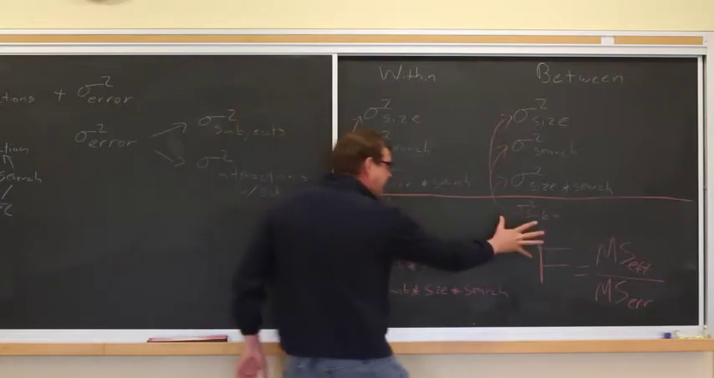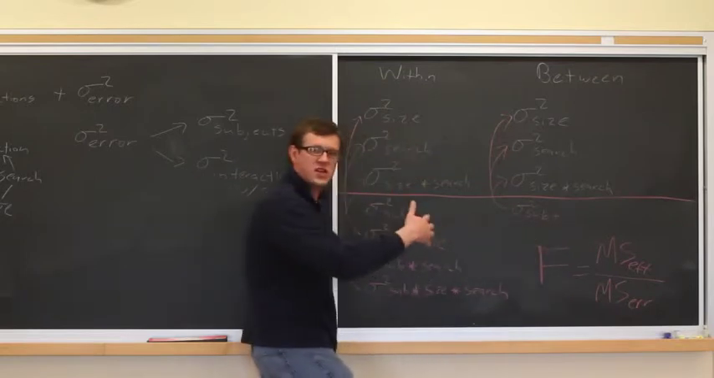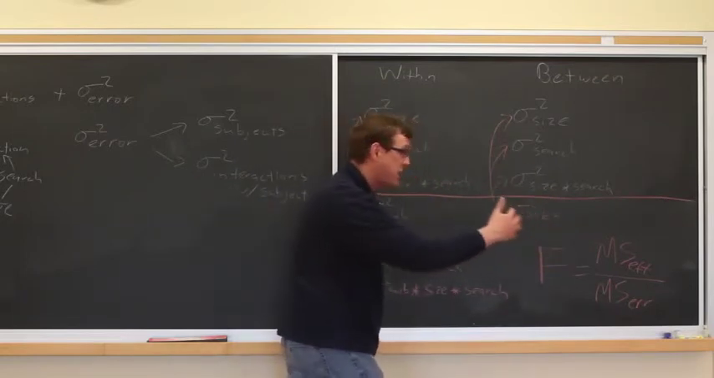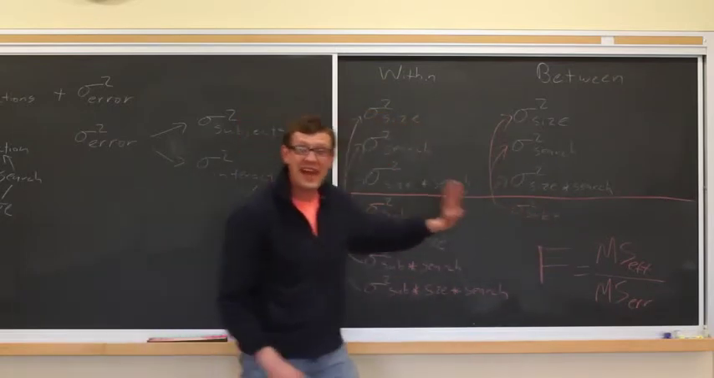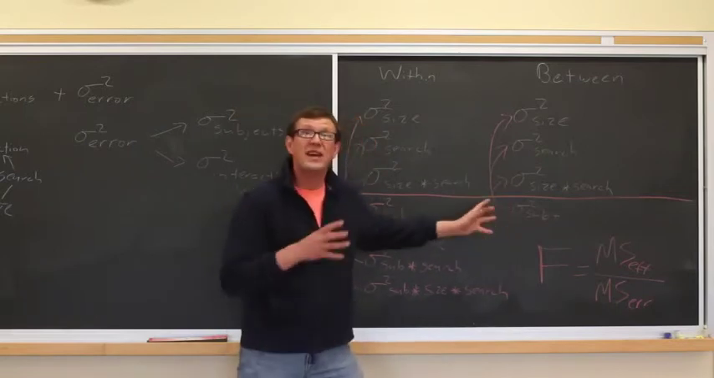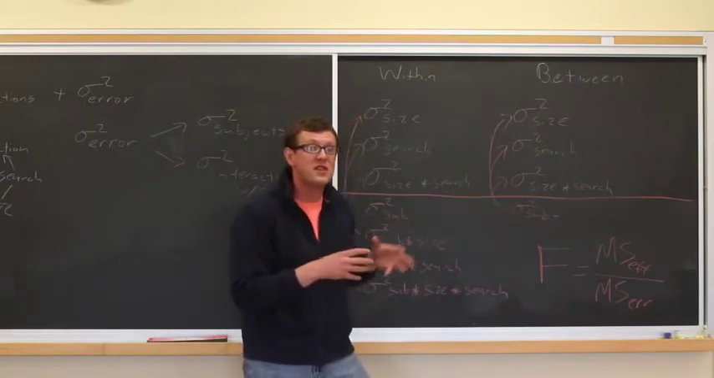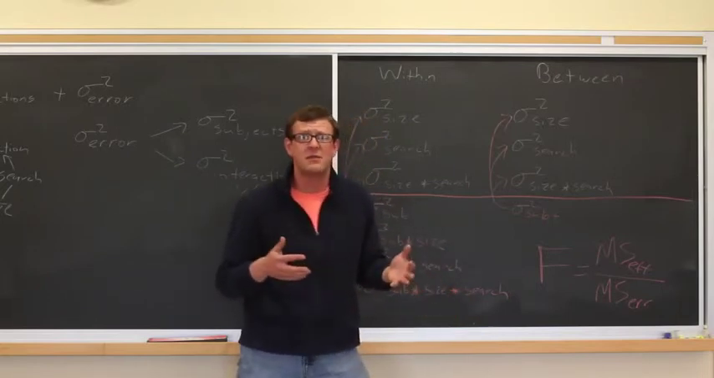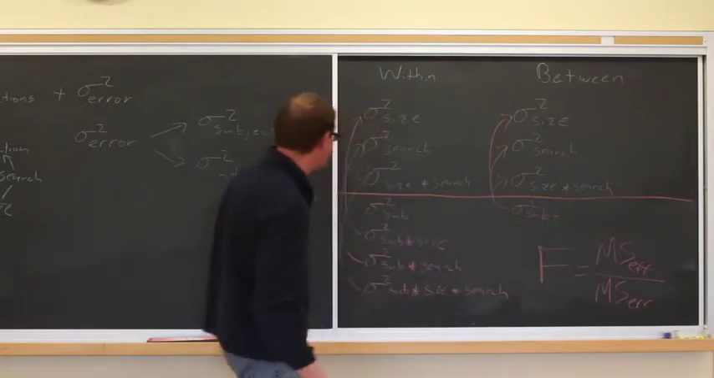Here we can't break things up because the subjects aren't varying across the condition. We can't tell the difference between the subject that's just generally fast or the subject that's just generally fast in this condition. Here we can.